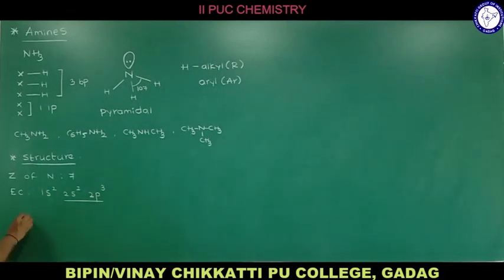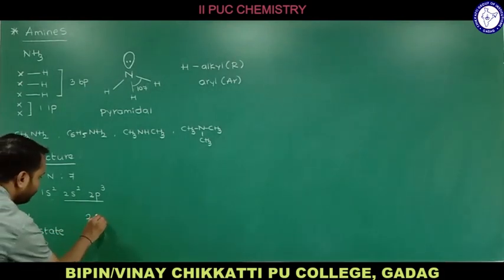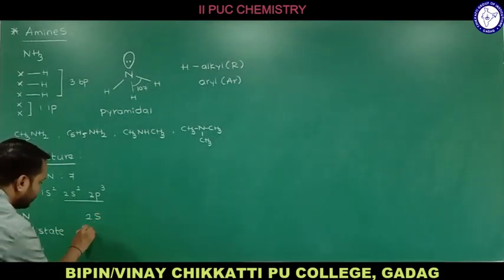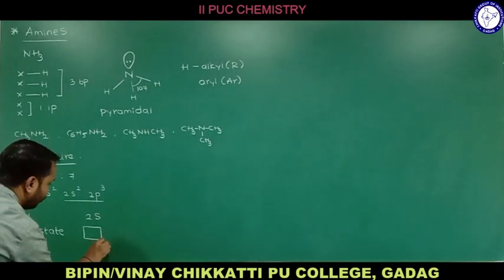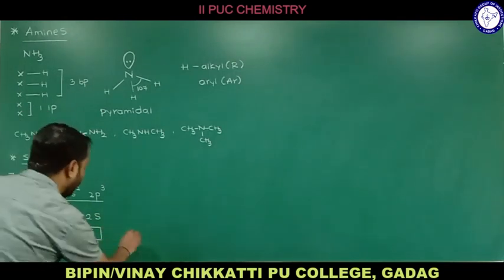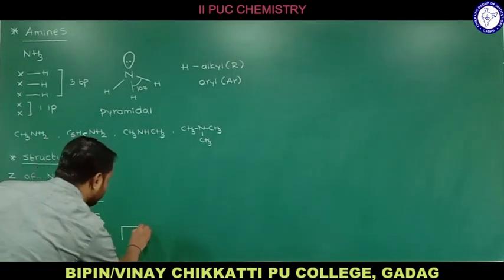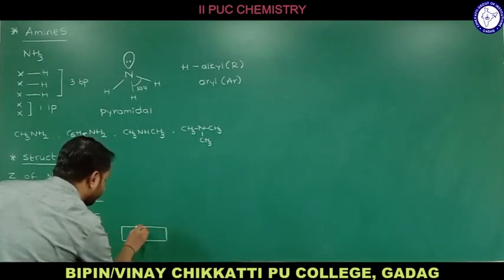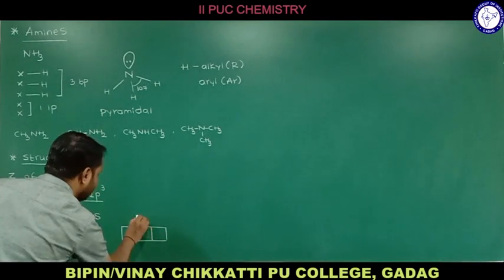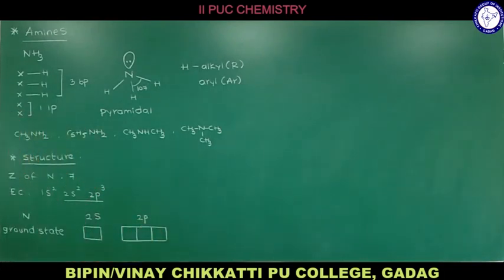Nitrogen in ground state, what would be the electronic configuration? We'll see. Since we need to consider valence electrons, I need to consider the 2s atomic orbital, and one more is 2p. As we know, we have px, py and pz, therefore 3 atomic orbitals I am going to consider. This is for the 2p. Now we will see the distribution of electrons in atomic orbitals.